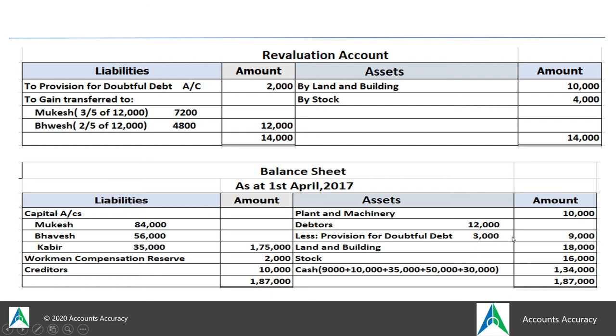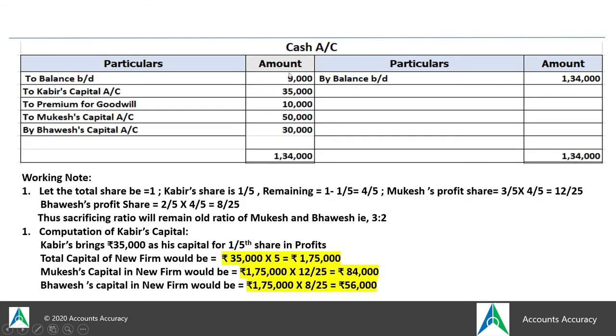When we added, it has become 3,000, and the debtors' value has been reduced to 9,000. Rest all the amounts would be the same; only we need to write the adjusted capital which we calculated in the partners' capital account. And then we have workmen compensation reserve, that is 2,000, which was required to be maintained, and the creditors' value remains unchanged.